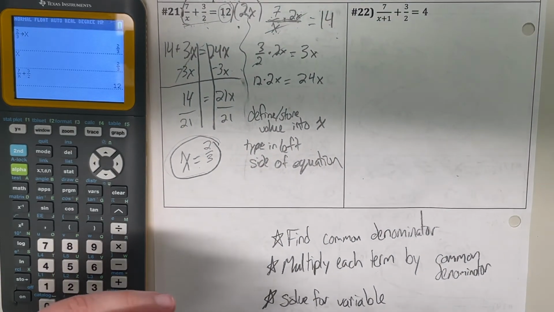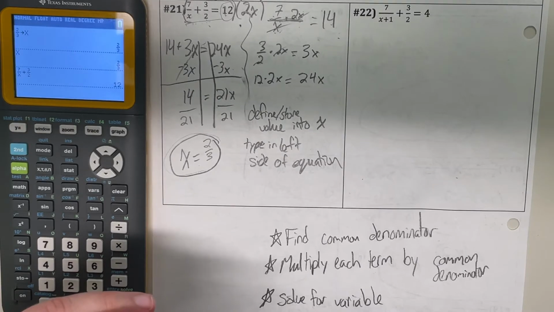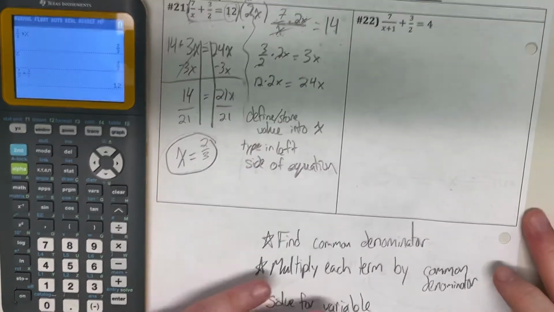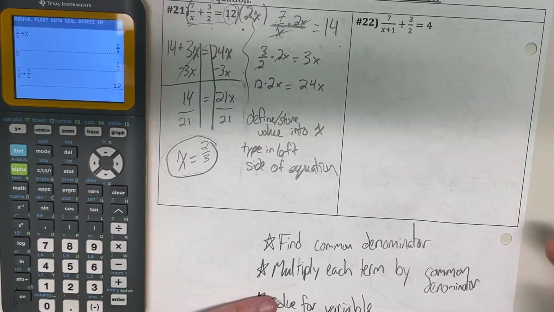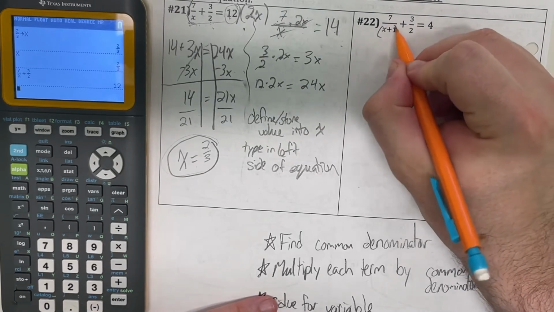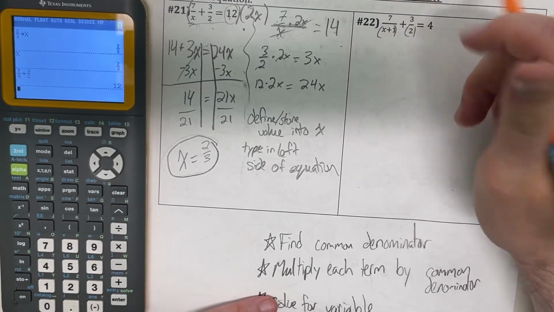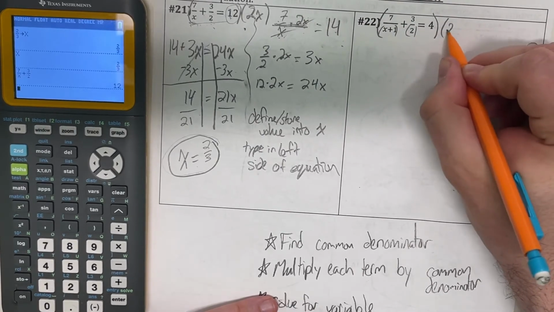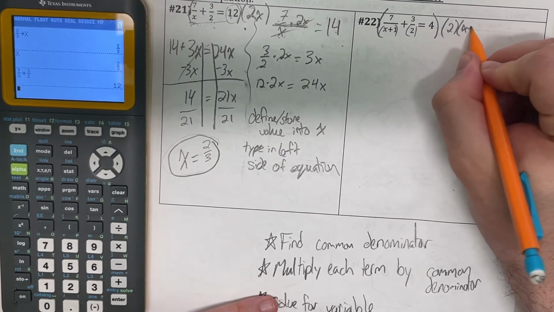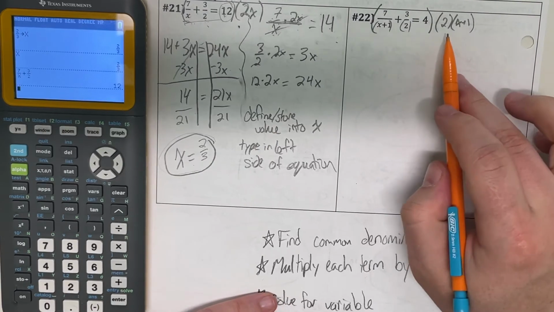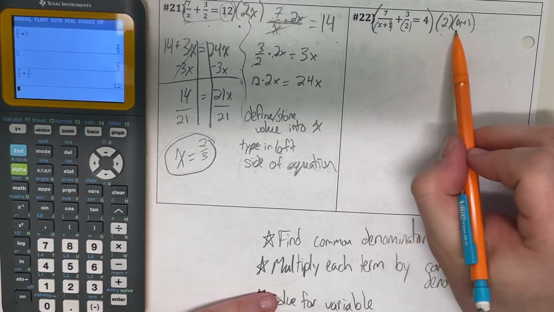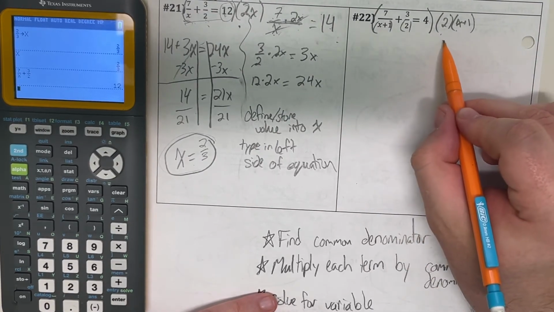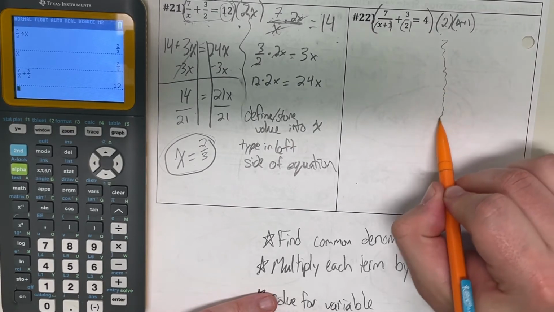Alrighty, make sure it's still ticking. Okay. So for number 22, it looks like this. Have your common denominator. It's going to multiply each of these terms in my equation by 2 and by x plus 1. You can't distribute, but I don't have to because I can just leave it like that. That way it's a little bit easier to simplify. So I'm going to break it apart like so.